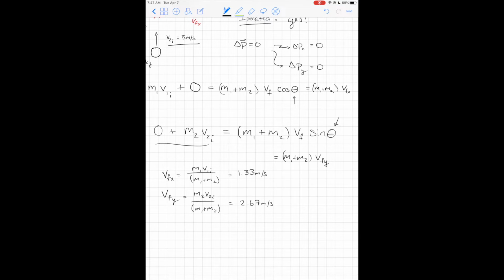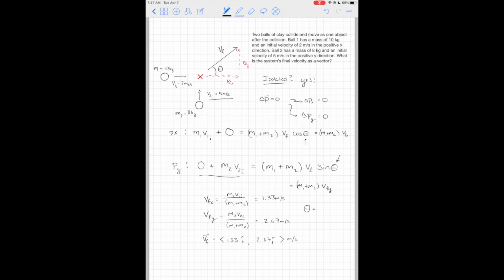So if we were just looking for the component form of the vector vf, I would write it as 1.33 i hat, comma, 2.67 j hat, close that, meters per second. That would work. But I said that we wanted to probably find theta as well. So let's find theta.